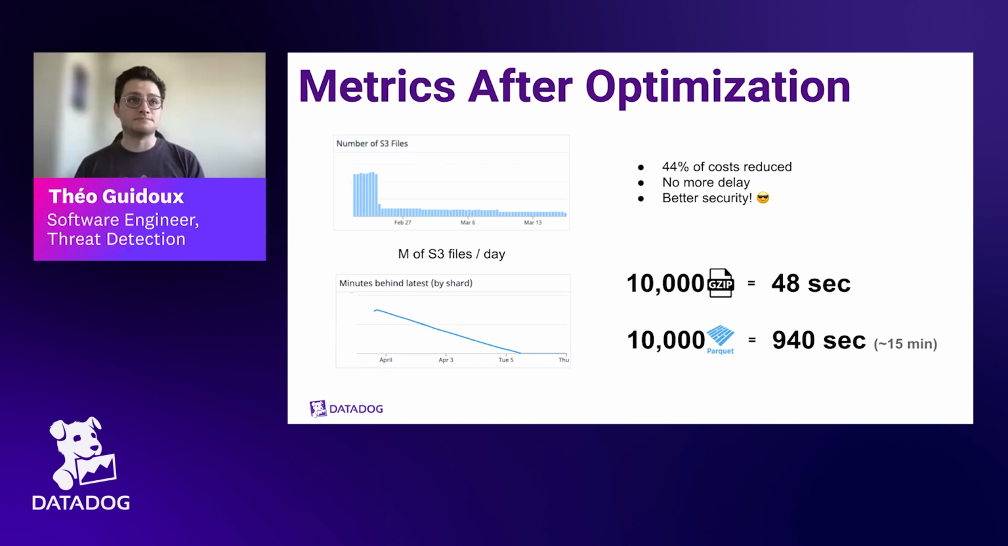Yep, 10,000 GZIP files in our first pipeline represent 48 seconds of logs. And now with Parquet, 3,000 files, scaled to 10,000 for comparison, is 15 minutes of data. So yeah, that's a huge improvement of our pipeline, since we can process more data. If we have some delays due to an issue in our pipeline, then we can catch up really easily and really fast.